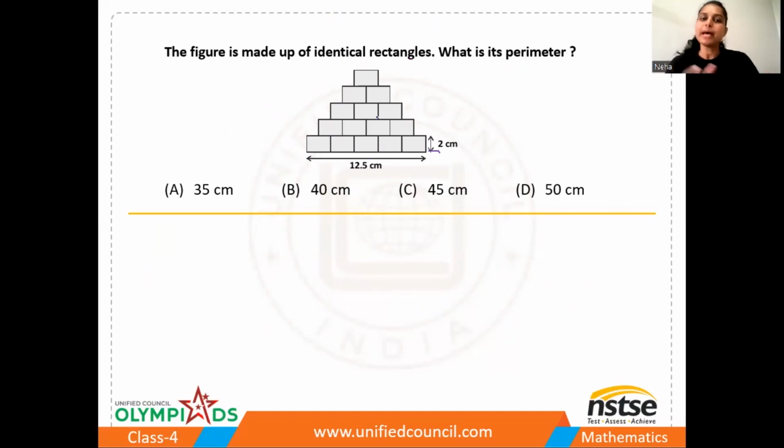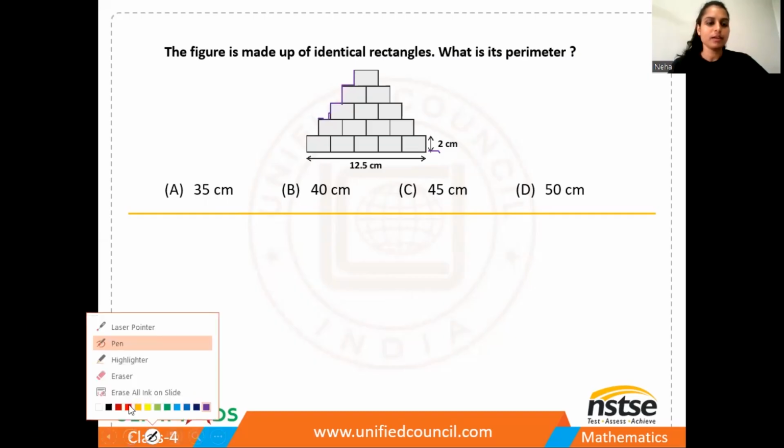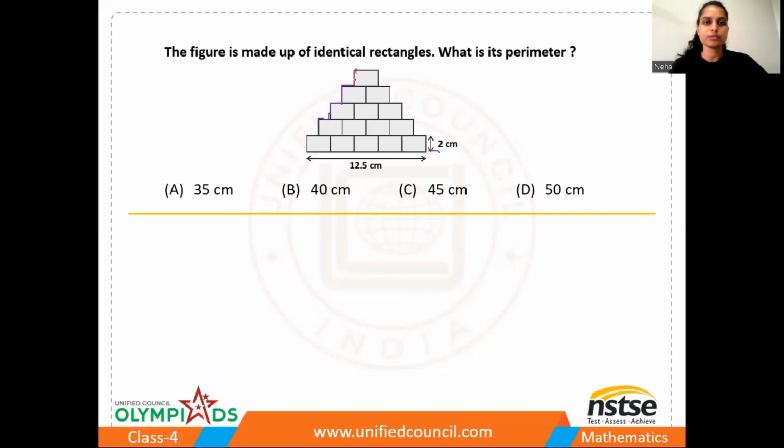Perimeter is nothing but the sum of the lengths of the outer boundary, right? So what does outer boundary mean? Let me take this one so it will be more visible to you. Outer boundary means this boundary, right?